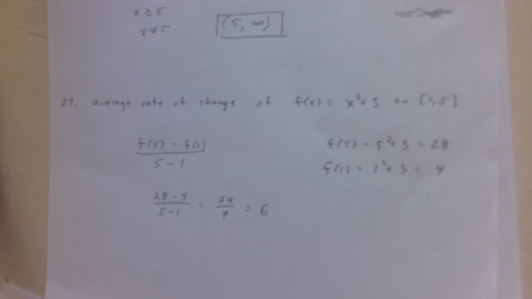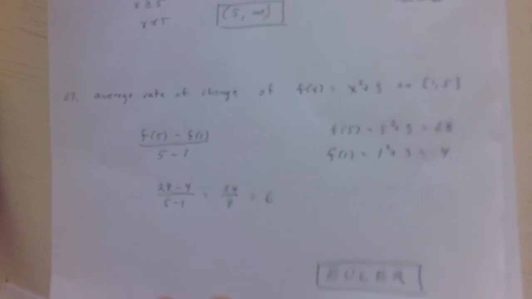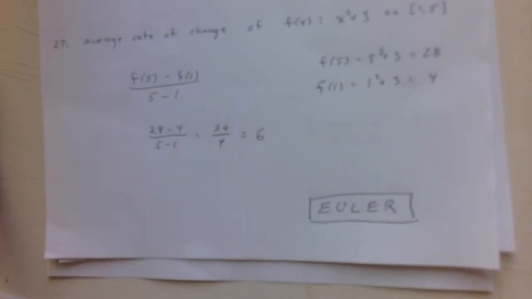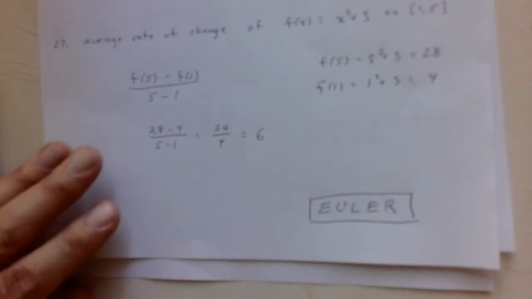The next mathematician's name I'd like you to remember and write down is Euler. It looks like Euler, but it's really pronounced Euler.